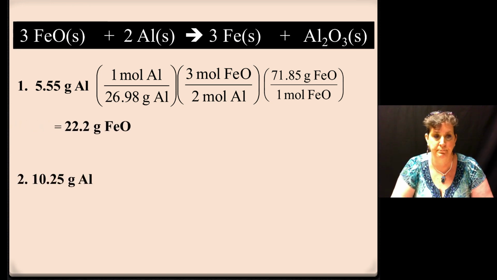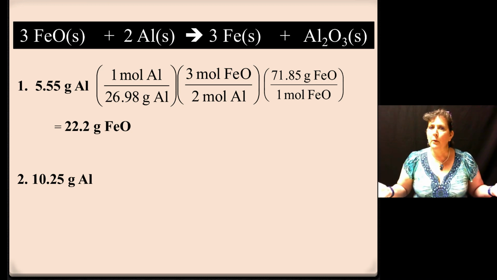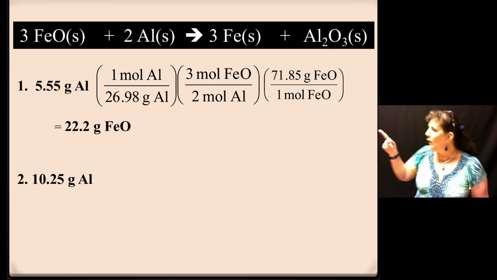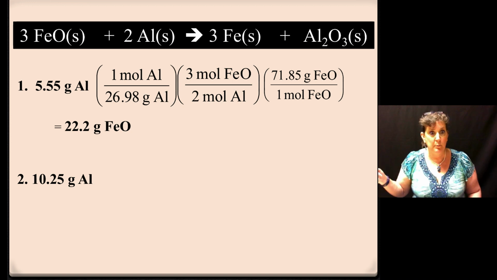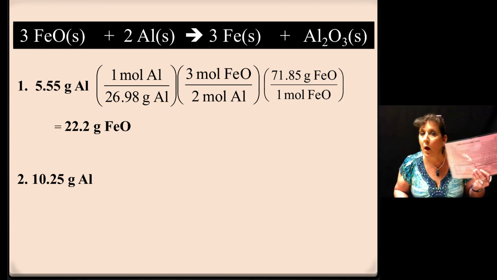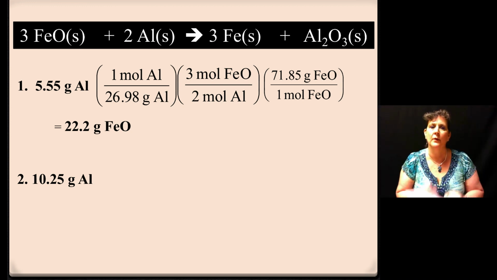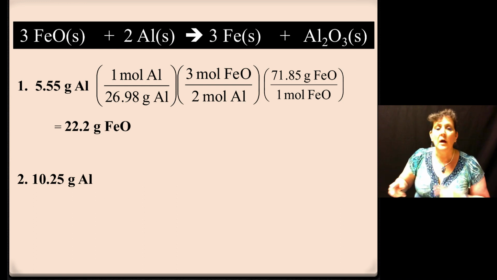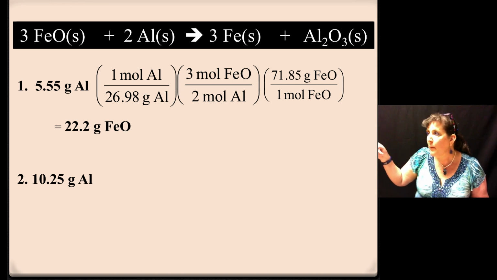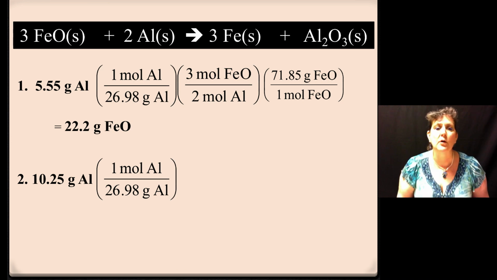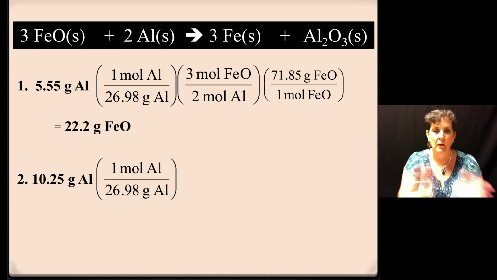10.25 grams of aluminum. It's a stoichiometry problem, which means we need a mole ratio. To do a mole ratio, we have to be in moles. We're not in moles, we're in grams. We're at 10.25 grams. How do we go from grams to moles? Molar mass from the periodic table. What's the molar mass of aluminum? 26.98 grams. What's on top, what's on bottom? Well, we need grams of aluminum on the bottom to cancel out. So it's going to be 1 mole of aluminum over 26.98 grams of aluminum.